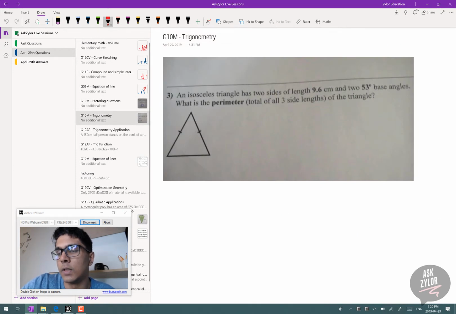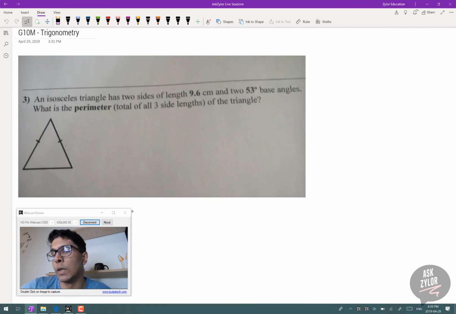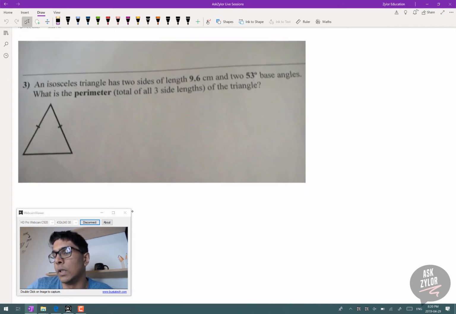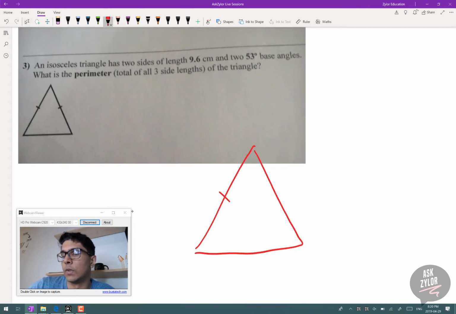So this is grade 10 trig. So they're given an isosceles triangle that has two sides of 9.6 and two 53 degrees base angles. What's the perimeter? So let me redraw this. So isosceles meaning two sides are the same length, so 9.6 centimeters and 9.6 centimeters. And so both these angles are 53 degrees.